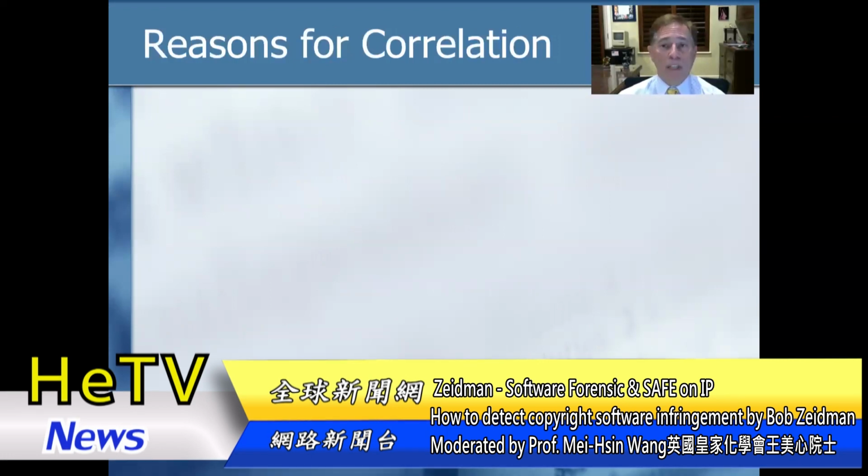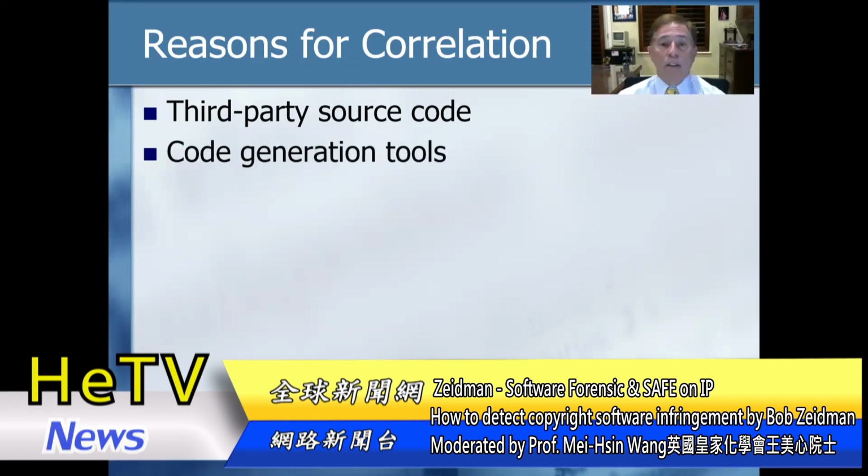Now, once we've found correlation, that doesn't mean we've found copying. In fact, there are reasons for correlation other than copying. One of them is third-party source code. For example, 2 programs can use the same third-party source code, and there would be a high correlation because of that common third-party source code, but that would not be due to copying. There are also code generation tools. So if 2 parties are using the same code generation tools, there would be correlation between the 2 parties' code even though there had been no copying.